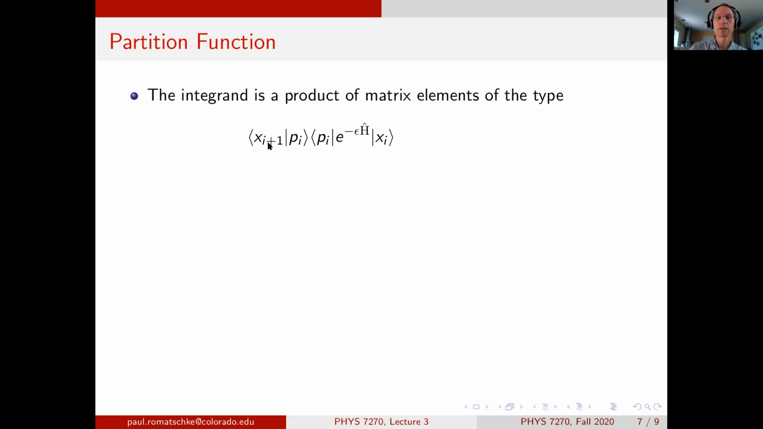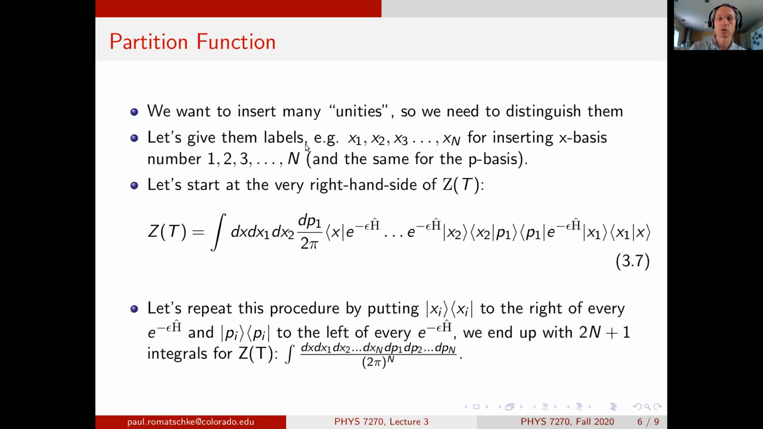Note that the integrand is a product of matrix elements of this type. So we have a position basis to the right, an exponential, a momentum basis, and then a cross product where the momentum basis and the position basis have different labels. Let me go one step back to show this again.